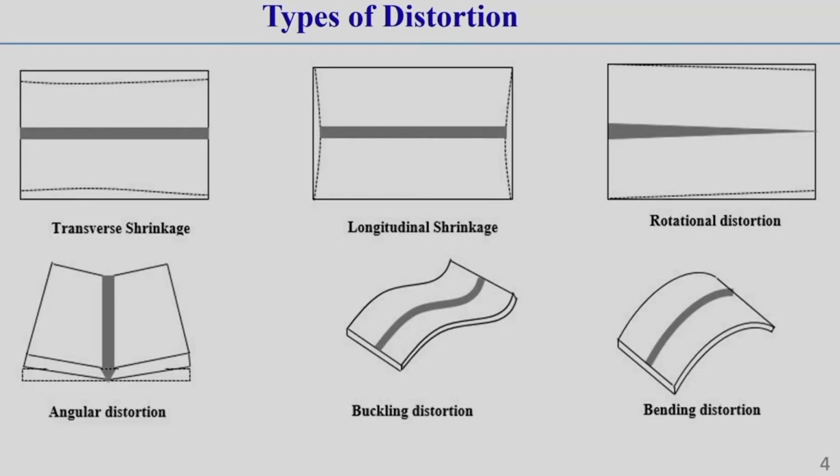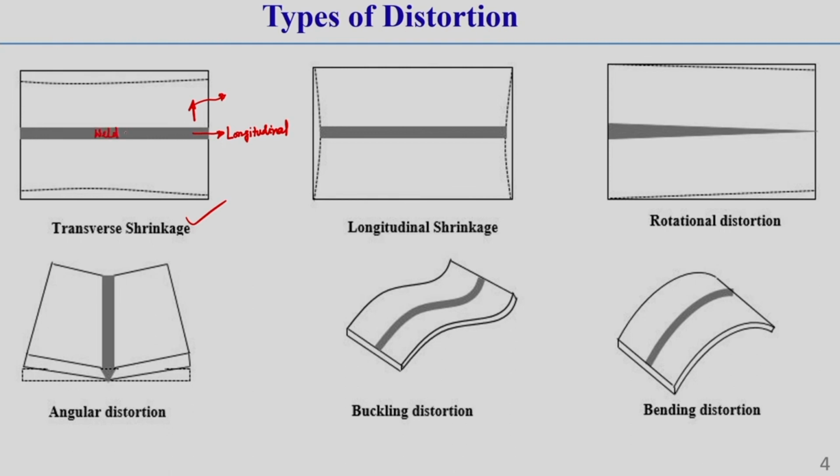One is called transverse shrinkage. Here you can see transverse shrinkage. What is transverse shrinkage? This is the welding direction, which is called the longitudinal direction, and this is perpendicular to the welding direction, which is called the transverse direction. This is the weld line, and the direction perpendicular to this weld line is called the transverse direction.